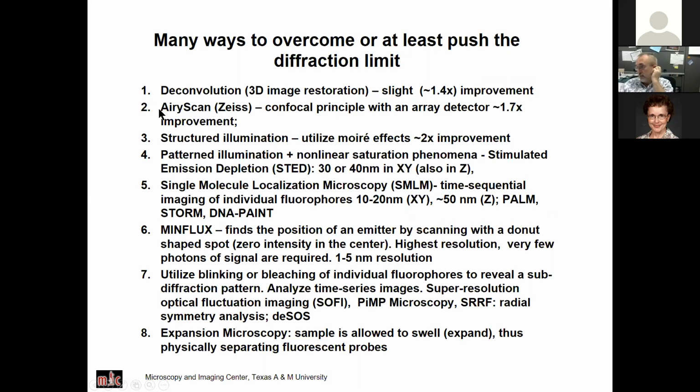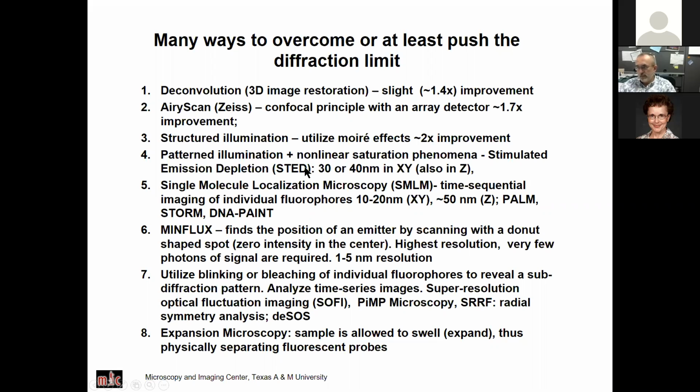Zeiss has their Airyscan system, which is an interesting application in a confocal microscope. They can get about 1.7x improvement in both lateral and axial resolution. So you're now down to maybe 140, 150 nanometers. And then there is structured illumination, which gives you about 2-fold improvement. Some people really don't consider these super resolution, but just a way to push the diffraction limit a little further. And then we have other techniques, the pattern illumination with some nonlinear saturation phenomena, and that's the STED.